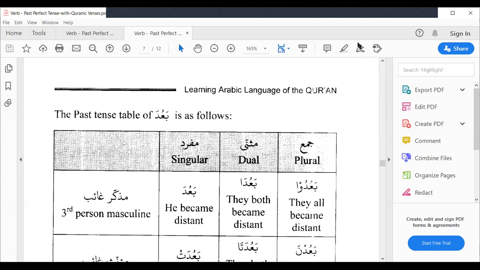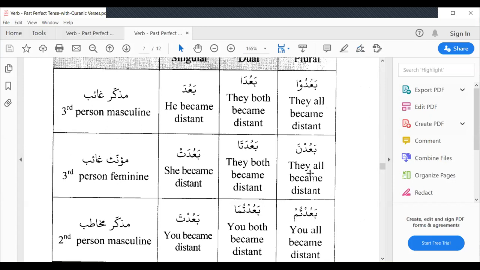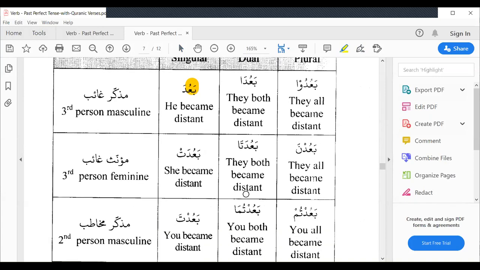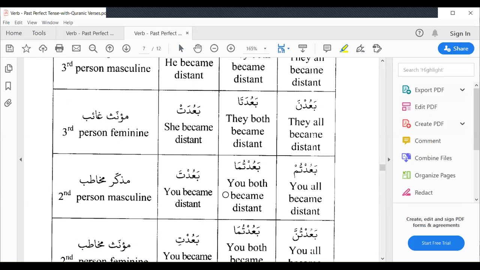So if you have this material, by the way, in your Google Drive, if you have missed the link, I can probably send you again. Now this one is with the pattern of having a dhamma on the ayin letter. See, there is a dhamma on the ayin letter. So ba'uda, ba'uda, ba'udu, ba'udat, ba'udna. Okay, some of these words are even hard for me to say, and that's where the practice will make you.